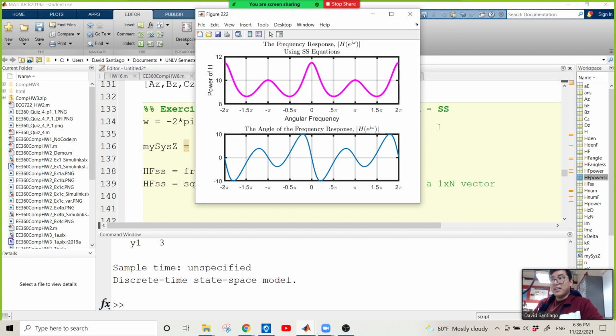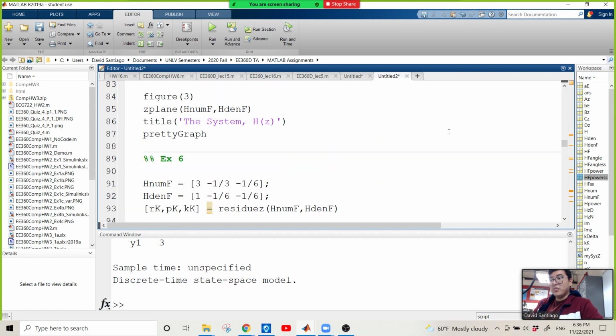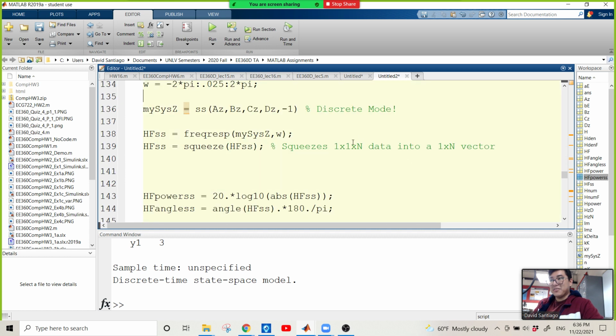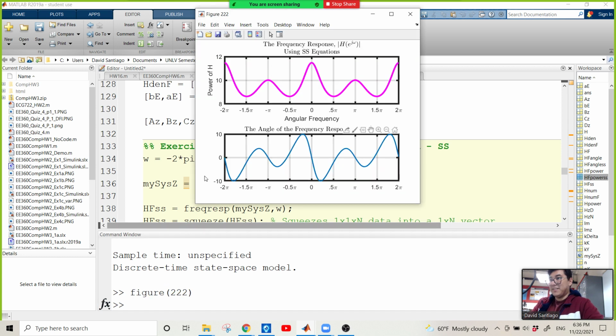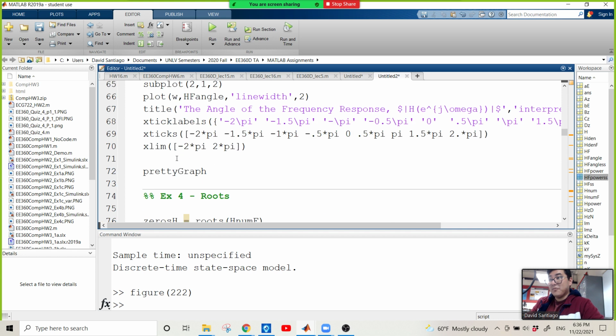Let me pull that out. 22. Actually, no. There's another way of doing it. That's figure 22. Figure 222, right? 222, right? That's our figure. And where's the other figure?